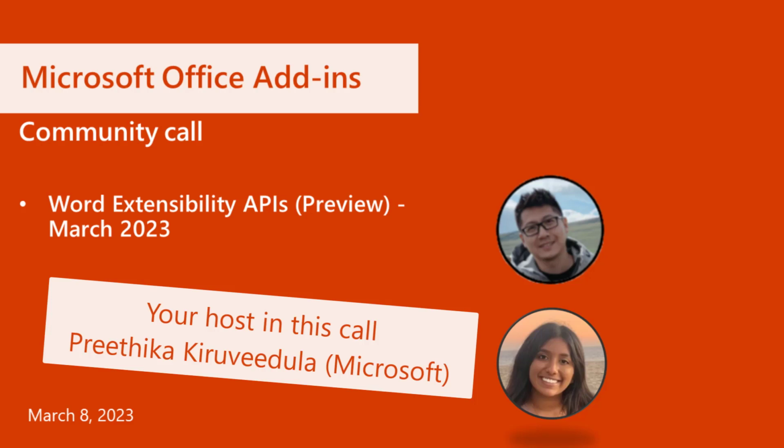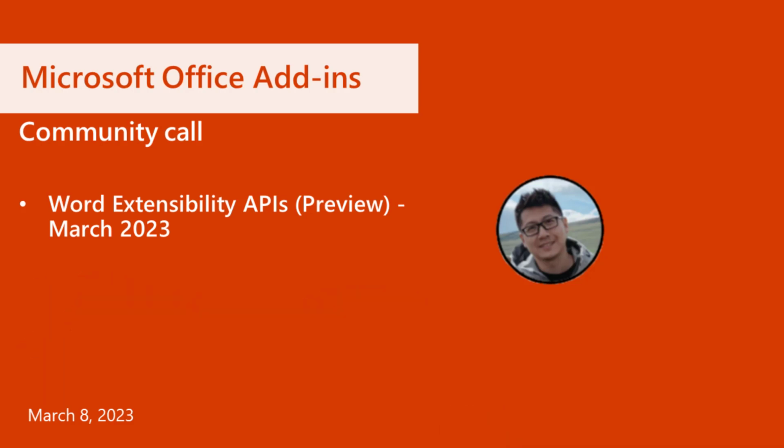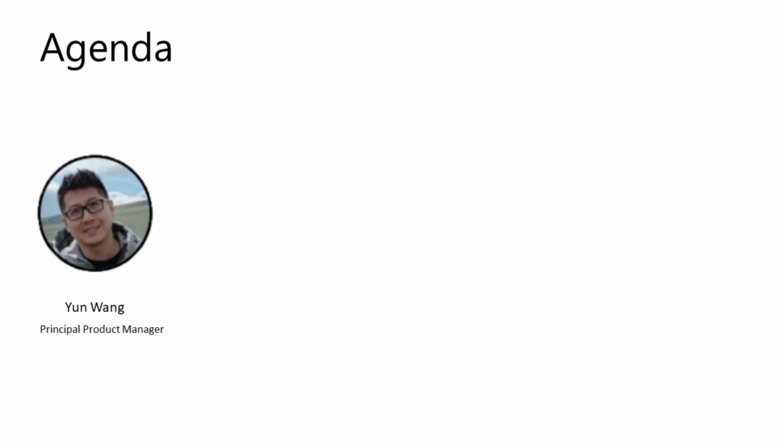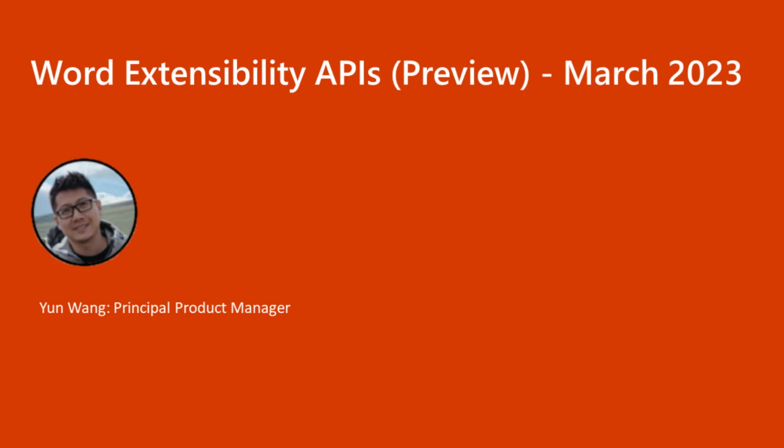We have a relatively short call today with only one item on the agenda, so we'll go over that shortly. On our agenda today, we will have Word extensibility updates from Yoon. This is an update on top of what we had at last month's community call. Our presenter today is Yoon Wang, a Principal Product Manager at Microsoft, and he'll be taking it away with our Word extensibility update.